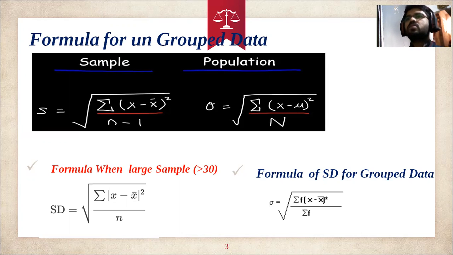Okay, so in the case of a large sample, more than 30, the formula is standard deviation equal to summation of x minus x bar whole square divided by n only. There is a small difference between small sample and large sample. So sometimes we put n minus 1, sometimes we put n.